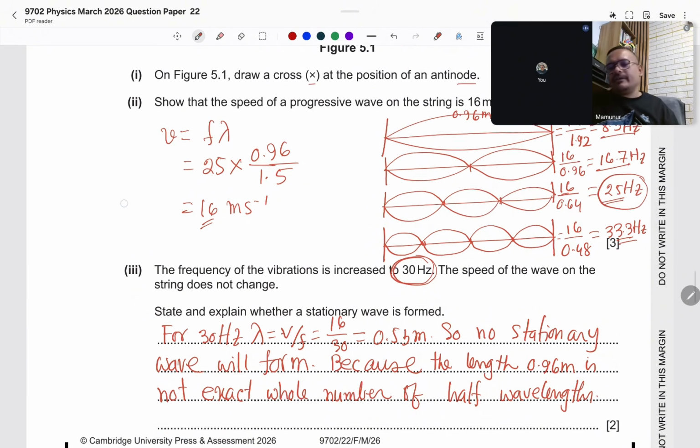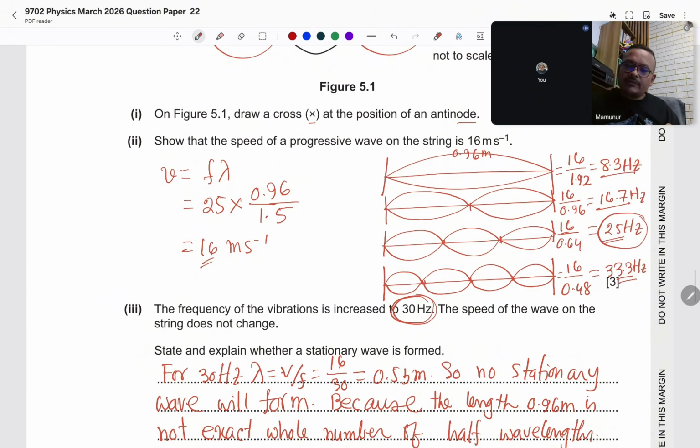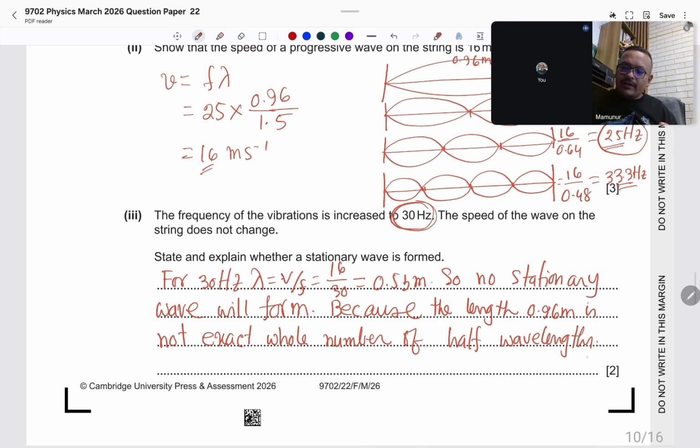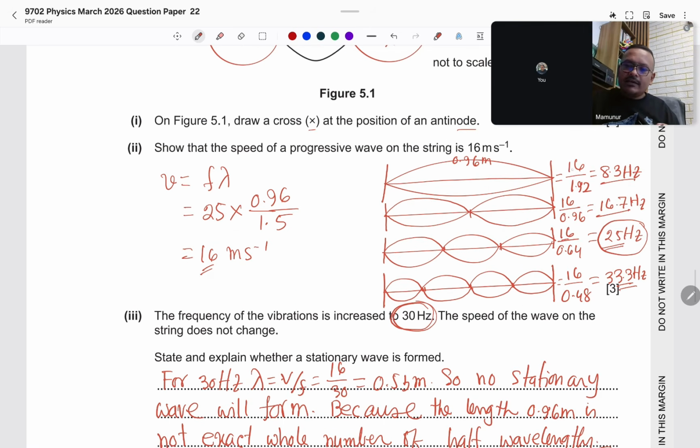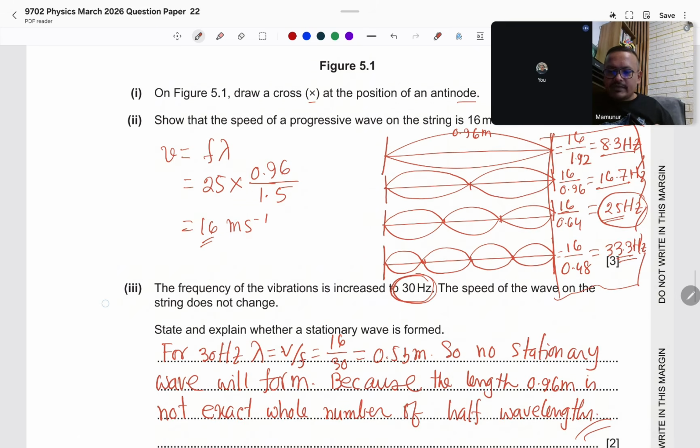The same thing you can write here as well in terms of frequency. I wrote here in terms of wavelength, and I calculated here in terms of frequency. You can write in terms of frequency as well. If the frequency is 33.3 hertz, then a stationary wave will form. So after 25, it will be 33.3, not 30 hertz.